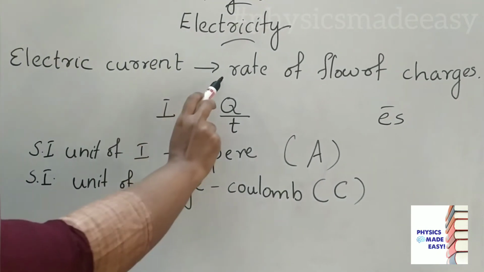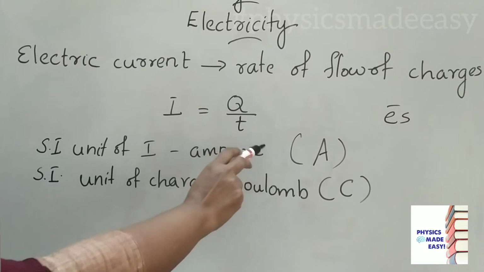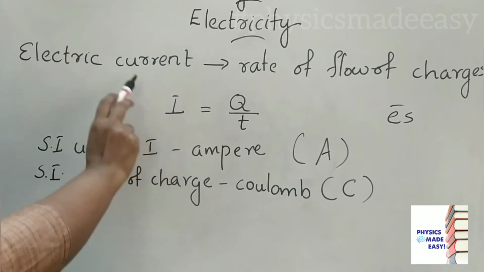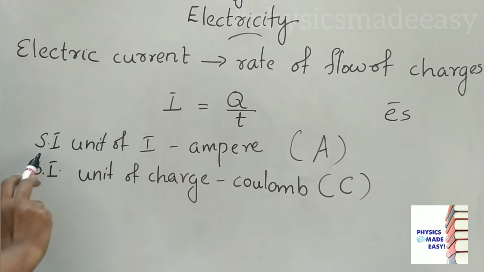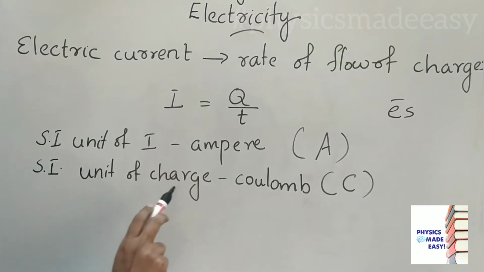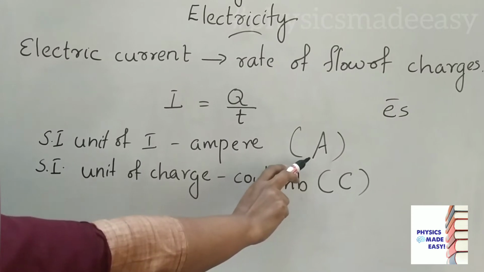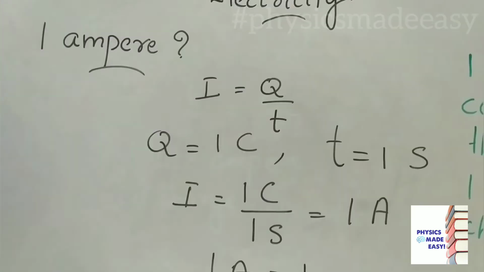You know rate is there means we can write time in the denominator. So I is equal to Q by T. I represents current, Q represents charges, T represents time. Here the SI unit of current is ampere and the SI unit of charge is coulomb. Ampere we can represent by the letter A, coulomb we can represent by the letter C.